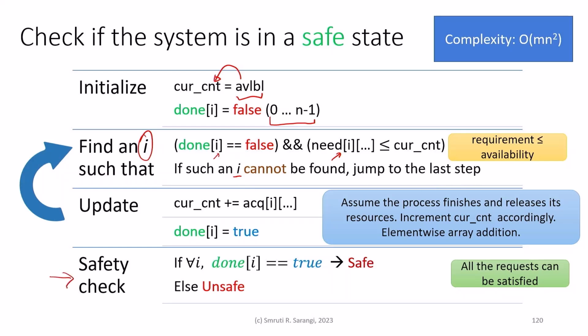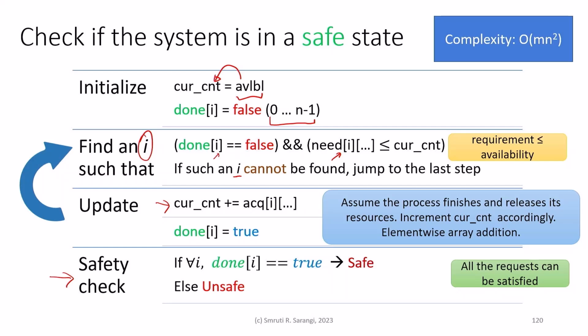All right. So what is it that I check? I check that as a process, I'm not done. Second, whatever I need, that my needs are currently available. If I'm able to find such a process, then I jump to this line. In this line, I assume that my request is satisfied.